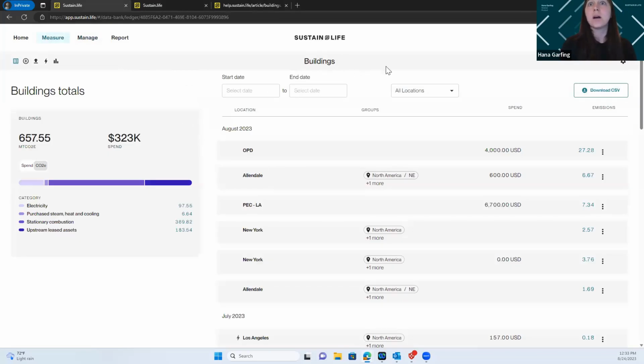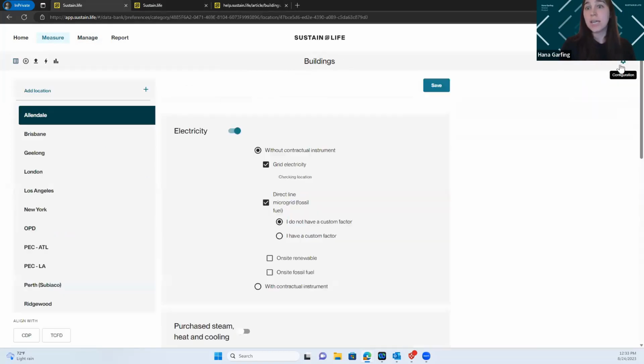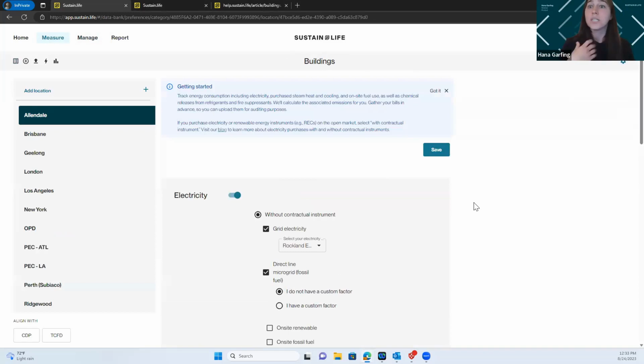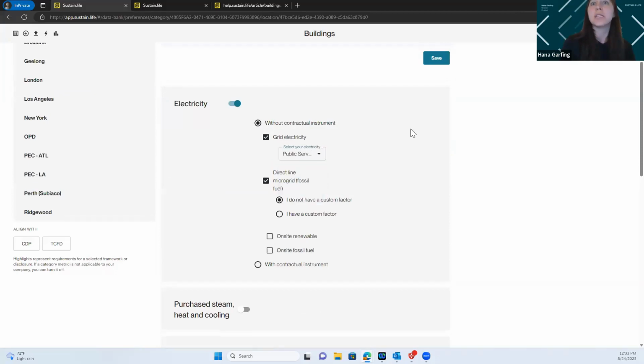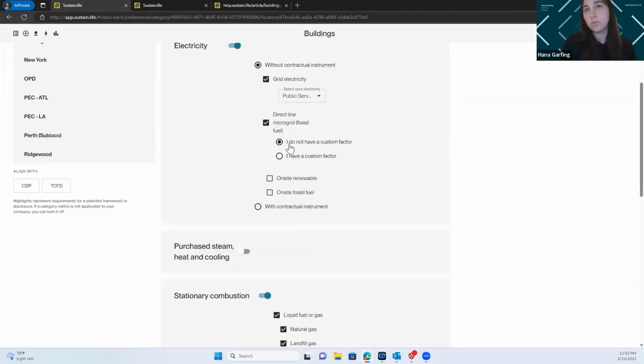You're always going to have something at the top here, and you're going to start with whatever category you're in, your configurations. And that's because you need to tell us first and foremost what it is that you as a company track. And so you as a supplier, you're able to come in here and you can say, okay, in buildings for my specific location I track electricity. You can tell us if it's without contractual instrument or with contractual instrument, so we can do market or location based. If it's with contractual instrument, you can select your electricity provider. I'm going to say it's Public Service and Electric Gas Co. based on my zip code here. Direct line microgrid, fossil fuel. So I don't have a custom factor, but I am going to select this.